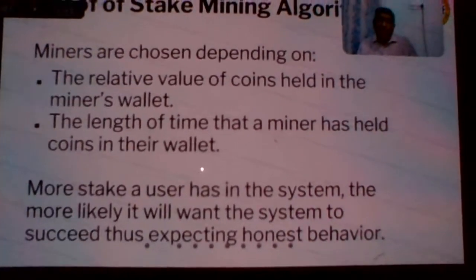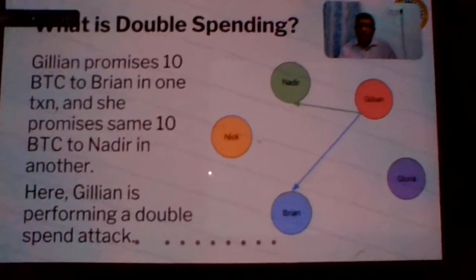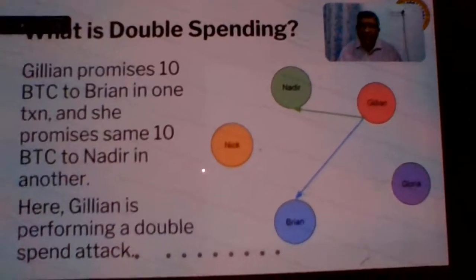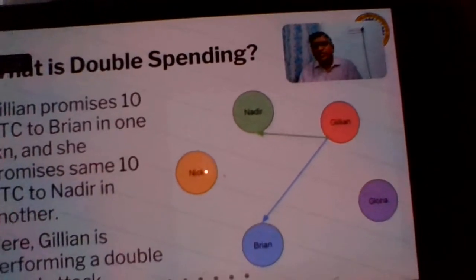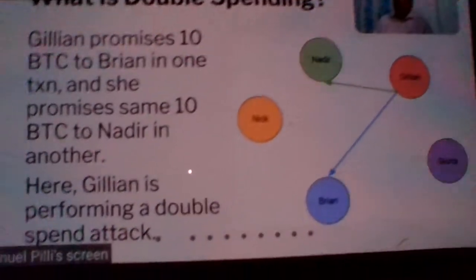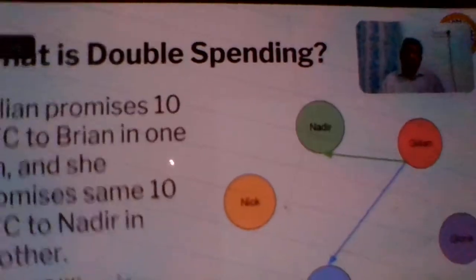So because you would want honest behavior, that is what is called. So now we actually come to the security aspect. What attacks can happen on a blockchain? One of the important attacks that you can look at is the double spending attack.